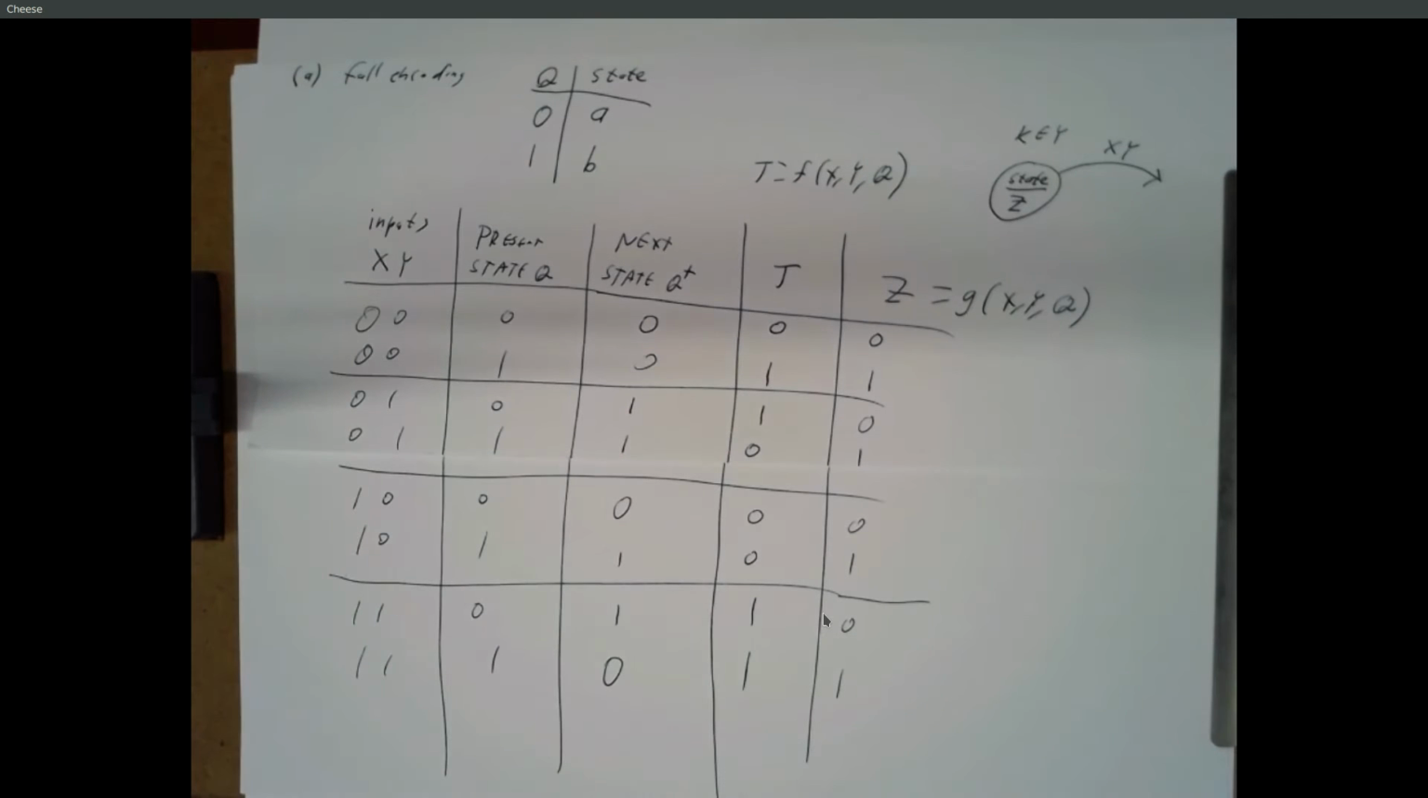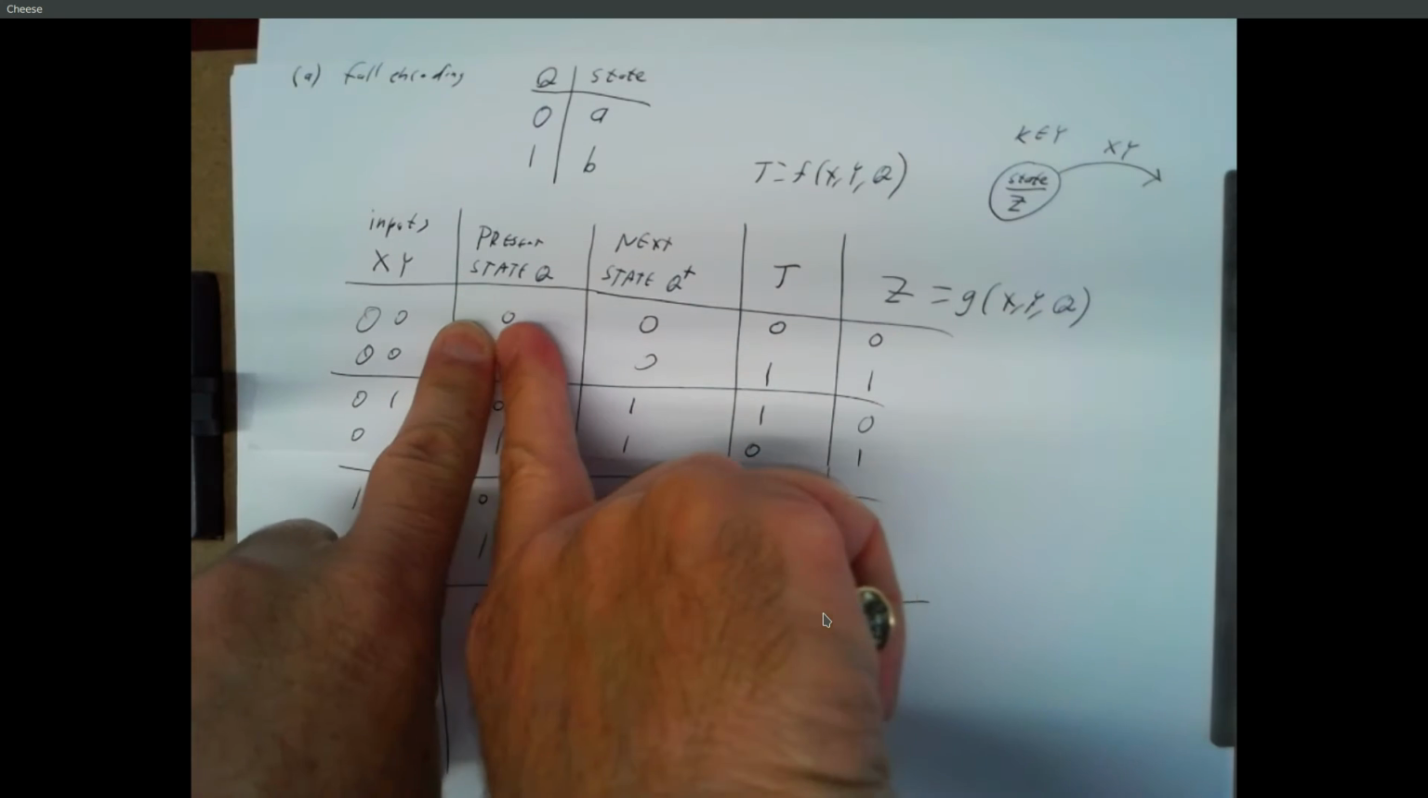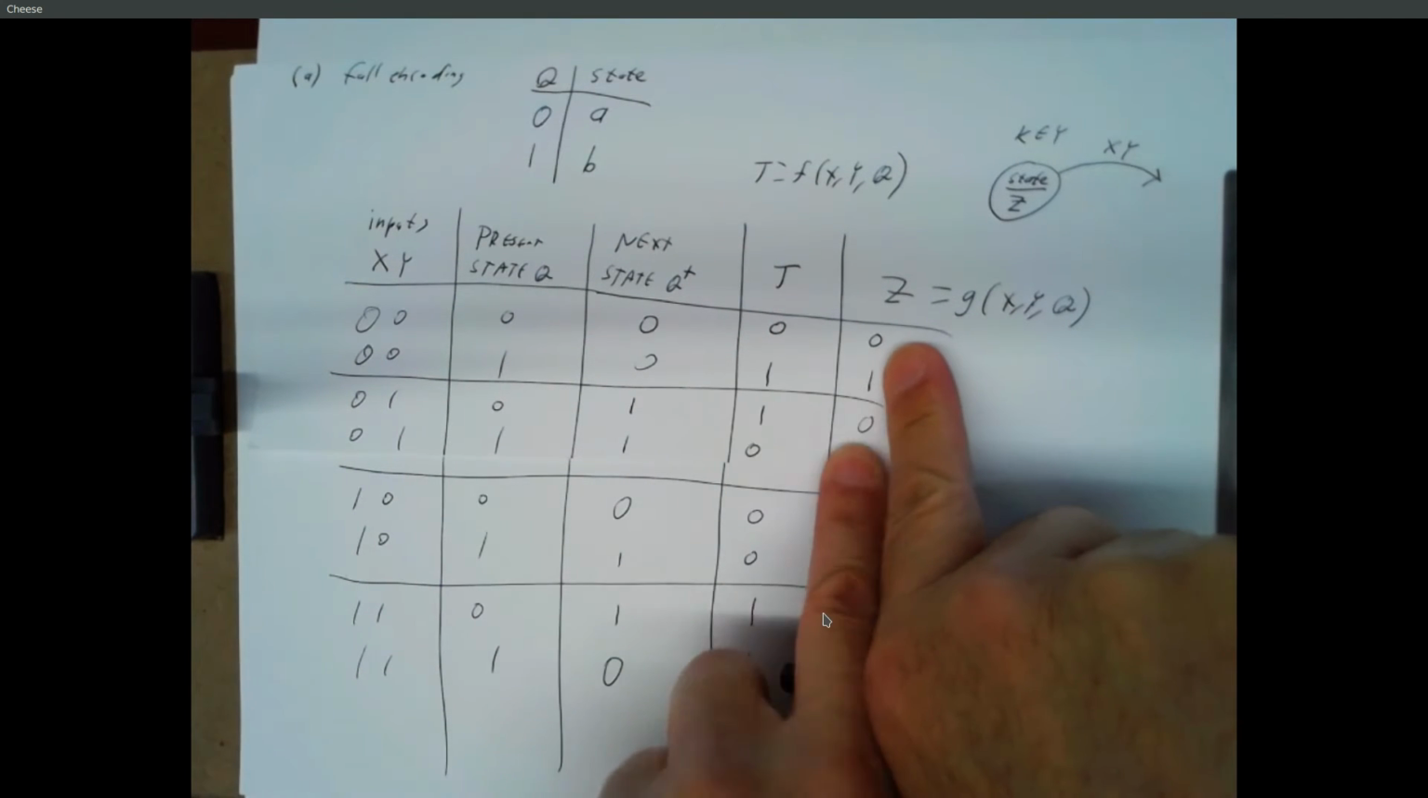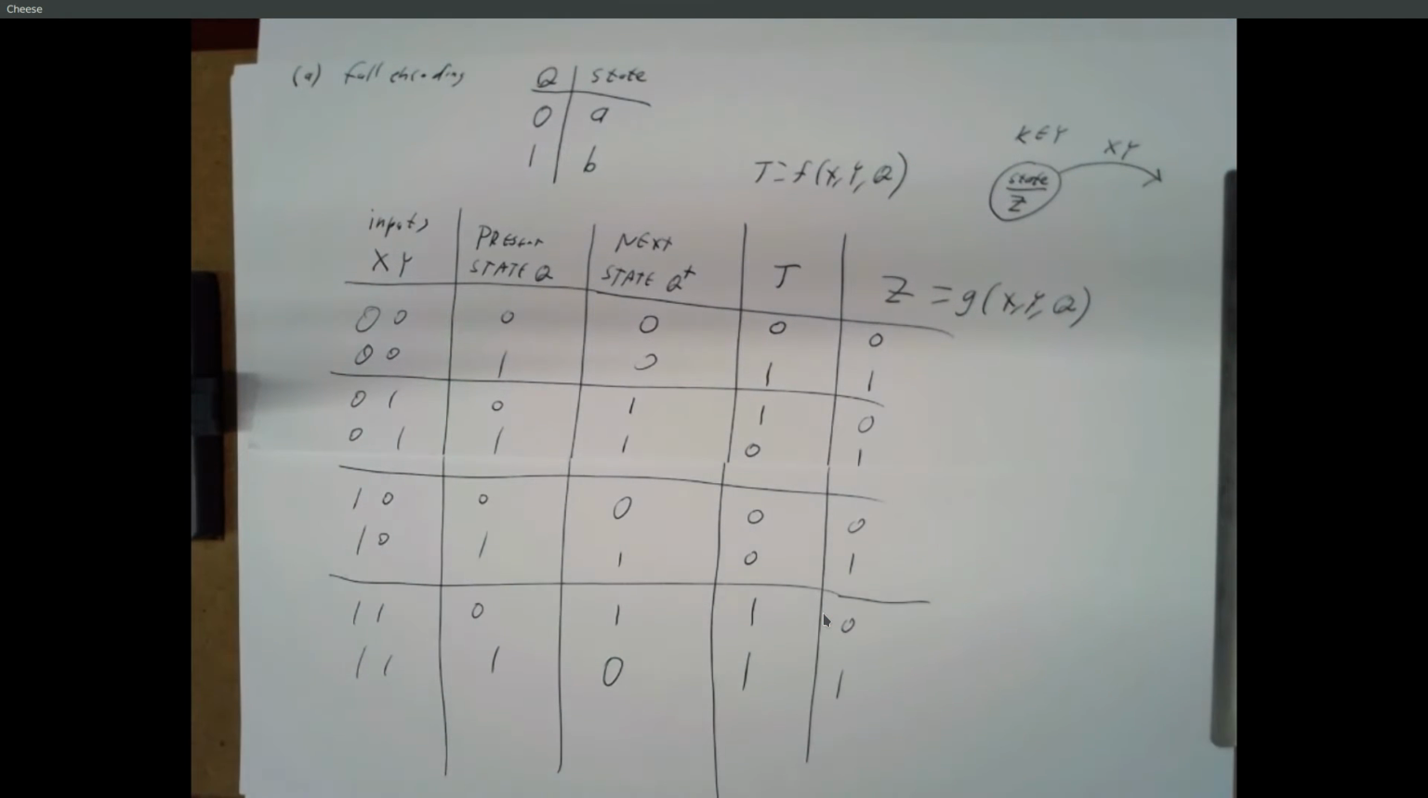So that was one thing. Make sure that you're using the present state when you write equations for T or Z. Make sure you use the right kind of flip-flop. Okay, so that's the full encoding one.